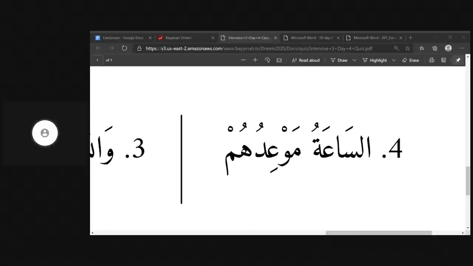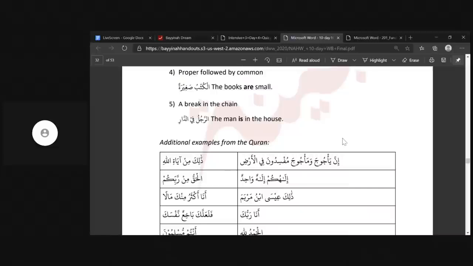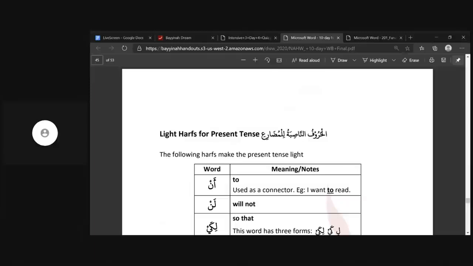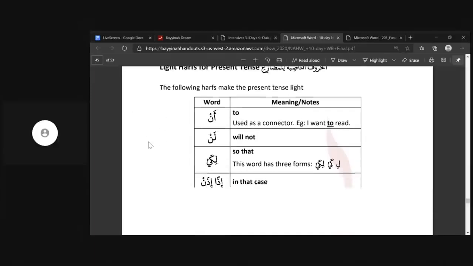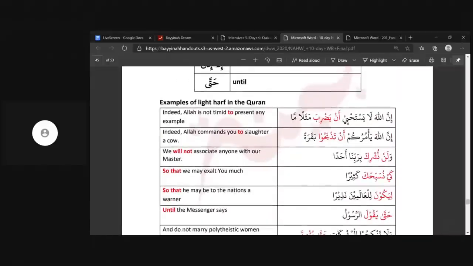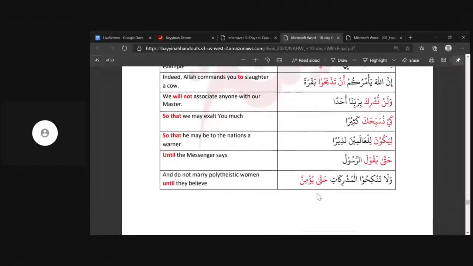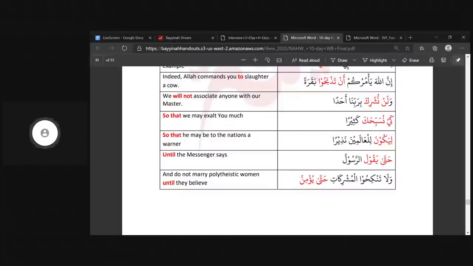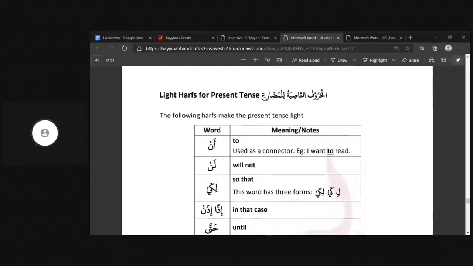Workbook page 45, number 5. Okay. لِيَكُونَ لِلْعَالَمِينَ نَذِيرًا. The original word here is, okay, we talked about, this is under lightest, right? Or it's light.